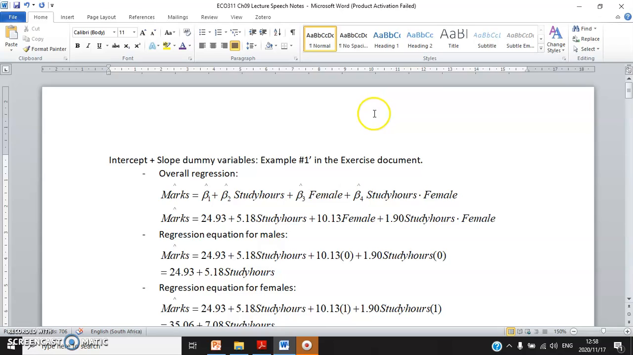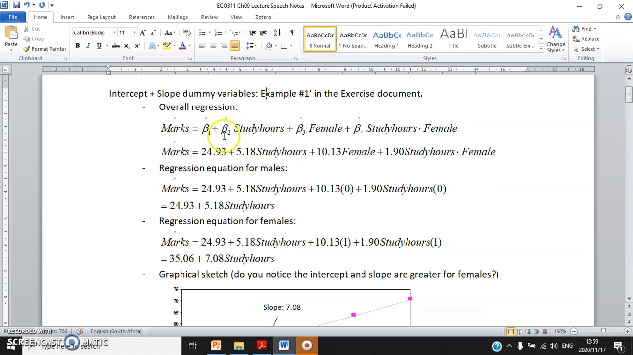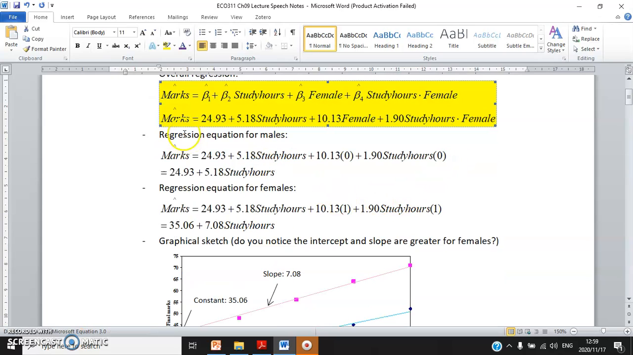And then you might wonder, is it possible to include both intercept dummy and slope dummy? And the answer is yes. So this example again comes from the in-class exercises. So look at this example. Marks explained by study hours, the normal quantitative variable. Then you see the intercept dummy, female. And then the slope dummy, female times study hours. And then from this overall regression, I can derive the regression for each gender. You can see constant and slope are different in both genders. So let me stop for 30 seconds for you to go through the answers and then the graphical sketch.